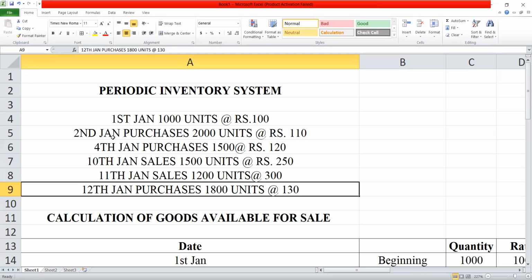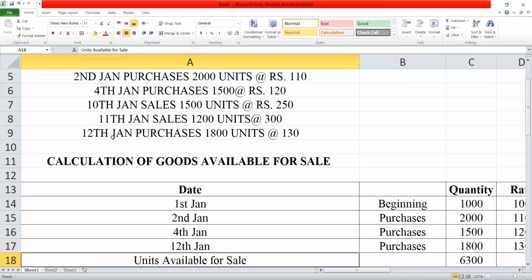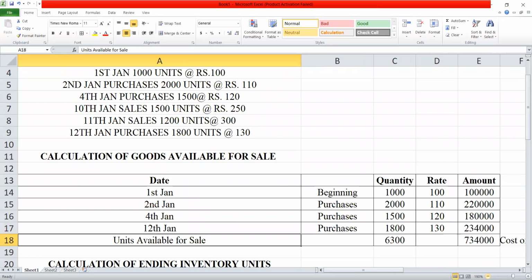Whenever we have to calculate the cost of ending inventory under the periodic inventory system, the first step is the calculation of cost of goods available for sale. Under this, we have to calculate our units available at the beginning and all the purchases. If the question is not in ascending order, then you have to arrange it date wise. The latest date should be at the end and the earliest date should be first.